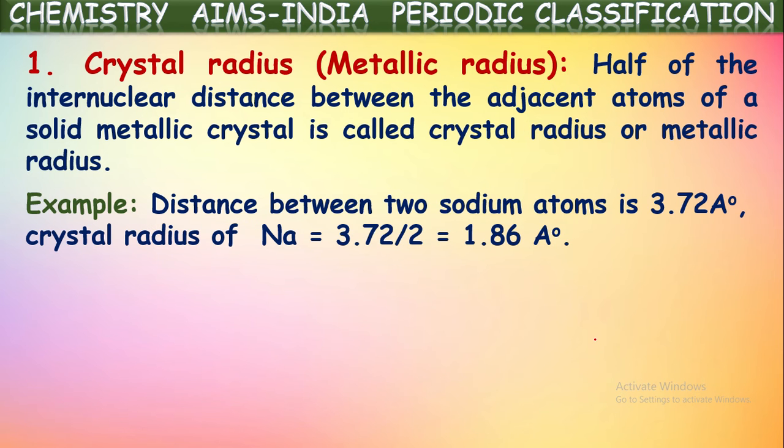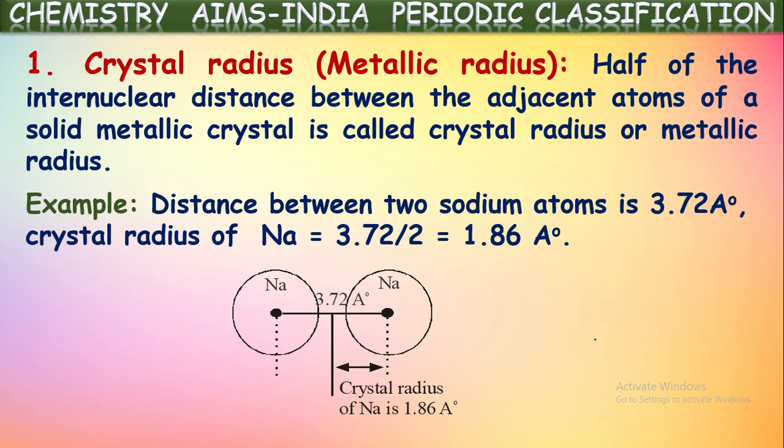For example, the distance between the two sodium atoms is 3.72 angstroms, because here they have given the distance between the two sodium atoms, that we can say as internuclear distance in sodium. Distance between the two adjacent sodium atoms is 3.72 angstroms. Now, if it is 3.72 angstroms, then what will be the radius?